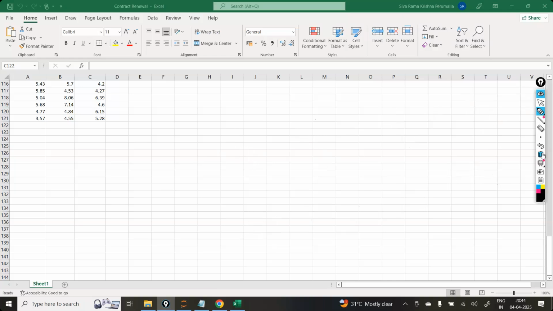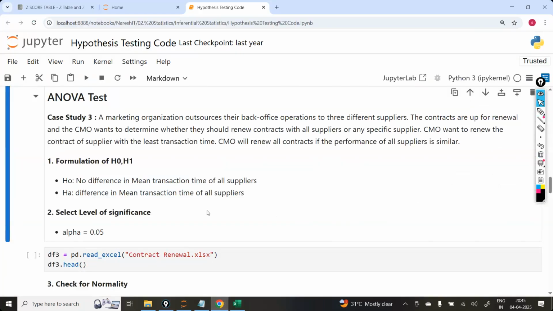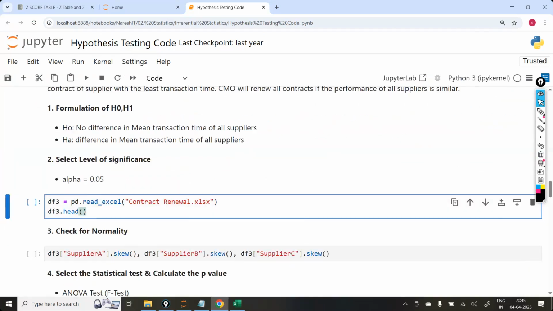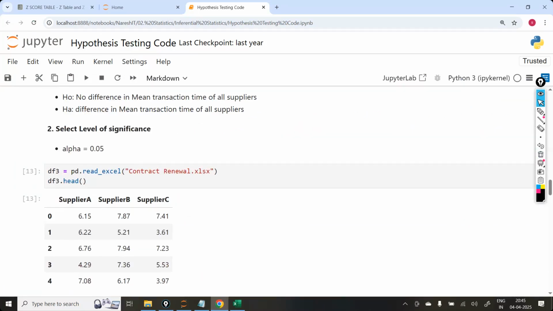Now, next. So you are going to write the average supply time. We are going to write the average supply time. Now, next. So here alpha is equal to 0.05. Step 2 is 0.05. What is step 3? Check for normality. Here how many columns are there, guys? 3 columns are there. So all 3 of them separately should be normally distributed.